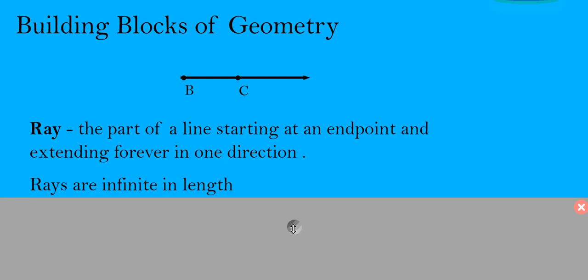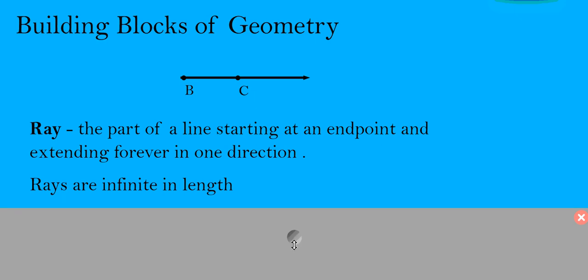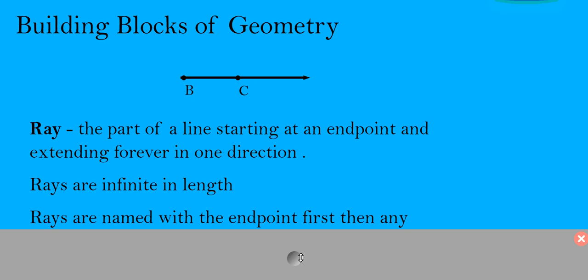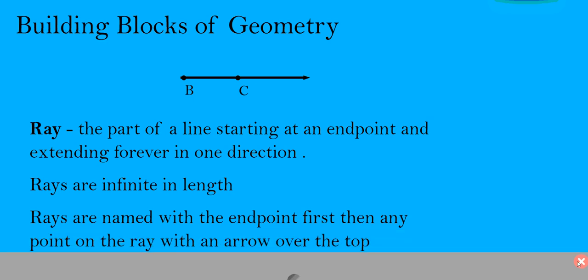This one is the most specific in how we name them. They are infinite in length because they go forever. But how we name them is important. This one here, and we'll name other ones too, is ray BC, and it's just got an arrow over the top of it. How we read that is the first letter is the endpoint. That's where it starts, and the second letter is a point that it goes through. It kind of determines the direction.